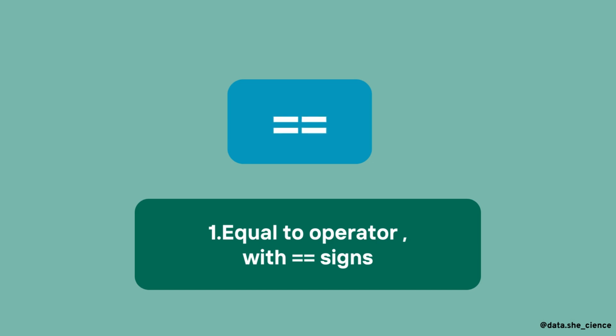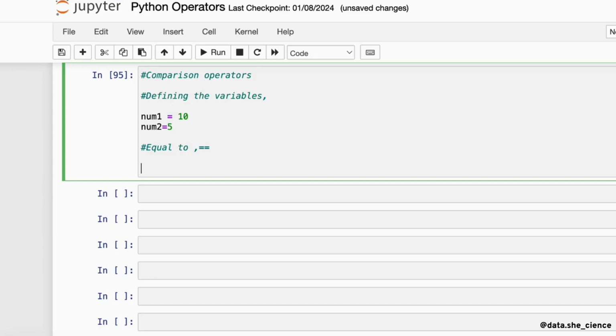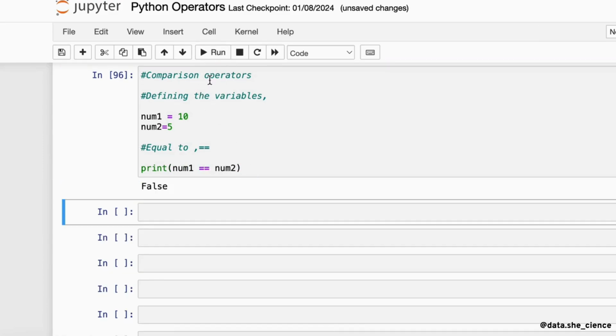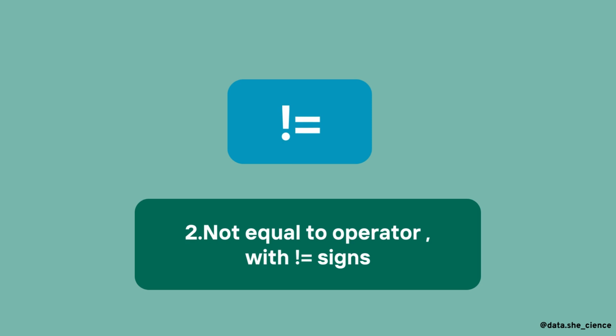First, equal to operator with double equal signs. It checks if two values are equal. In our example, checking num1 equals num2 will return false since num1 is 10 and num2 is 5 and they are not equal.